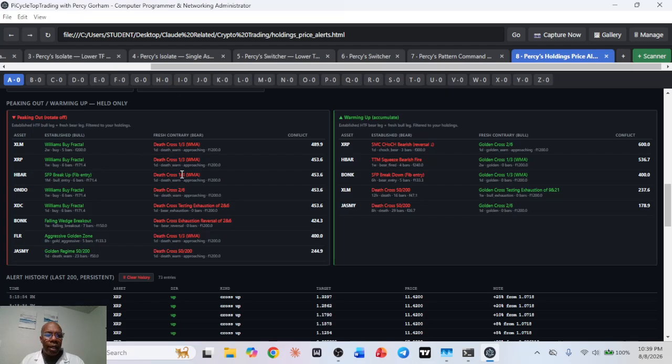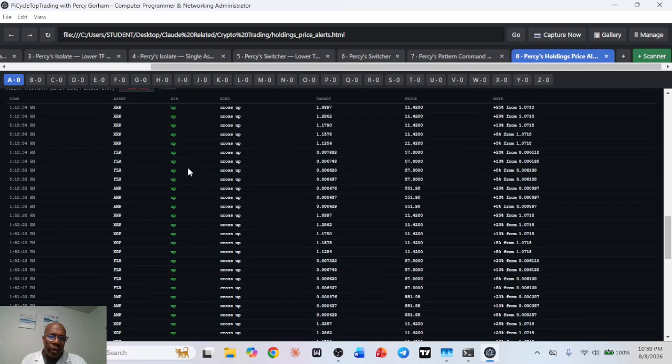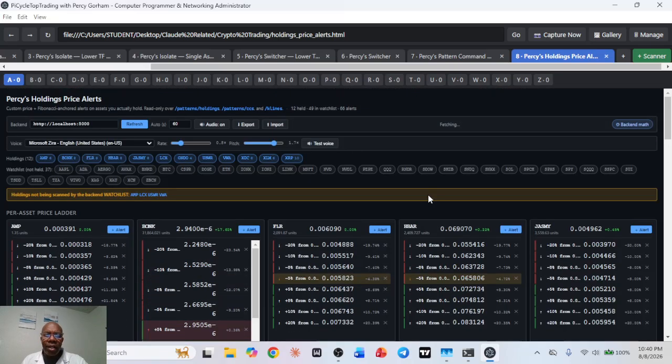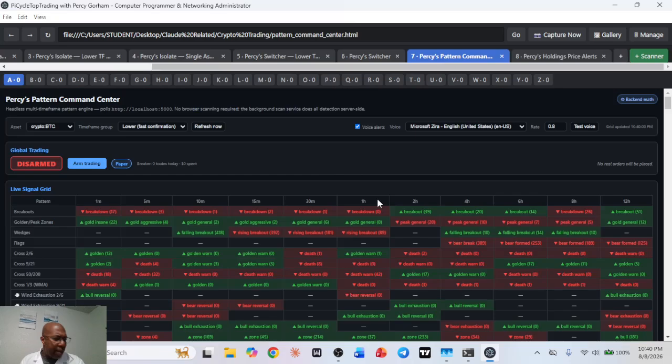All right. Now we get alerts. I probably should clear that history, but it's going to store up to 200 alerts. And this does have a voice prompt too. Now let's double back to the pattern command center and let me check my phone while I'm here because I did get a text message.